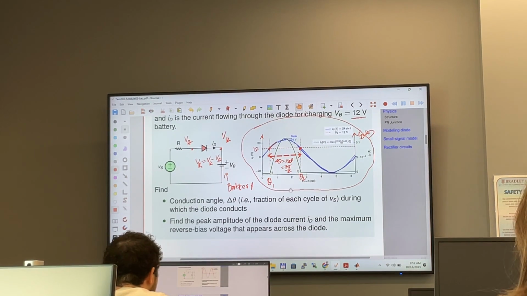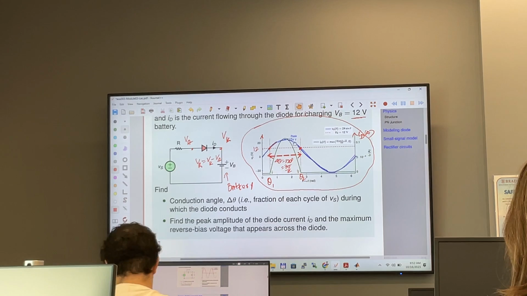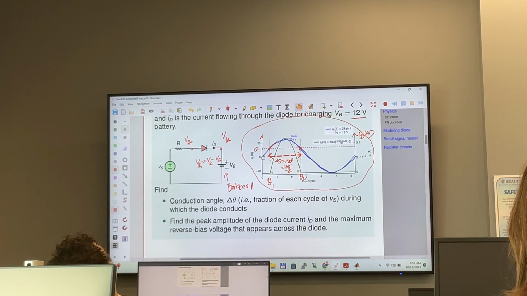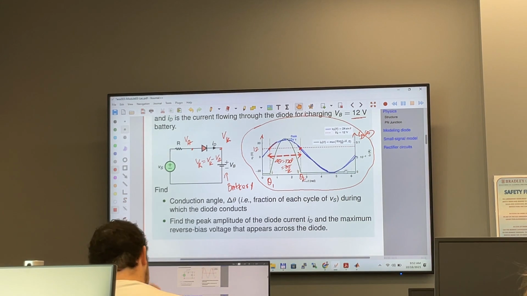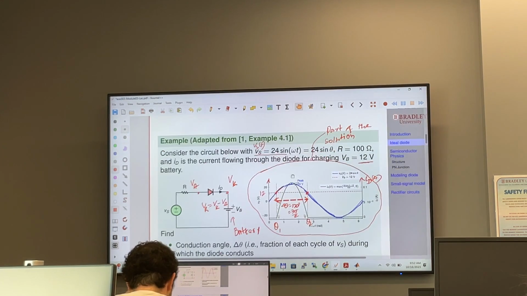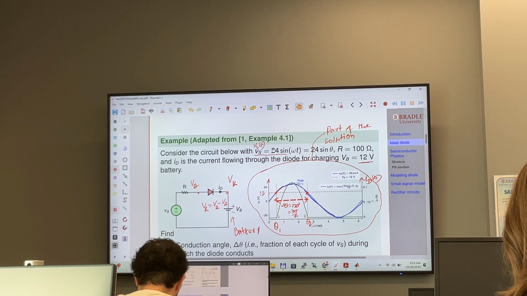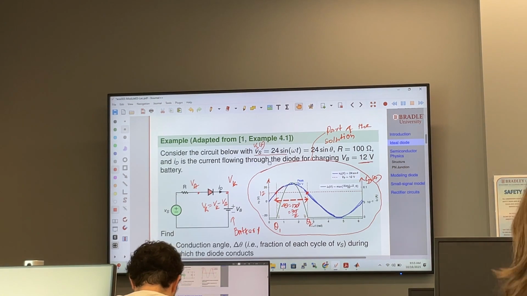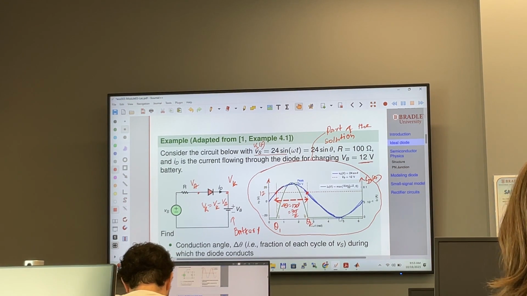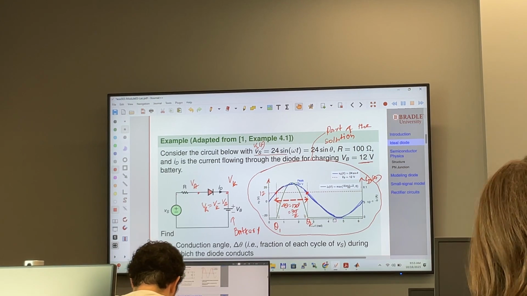It's Vs, when Vs is minimum. So Vs is going this way, when it is the minimum. Negative 24, right? Okay, this is a sine wave, 24 sine wave, which means that the peak amplitude is 24 and the minimum peak is negative 24, right? So this Vs is going to be minimum when it reaches the negative peak.